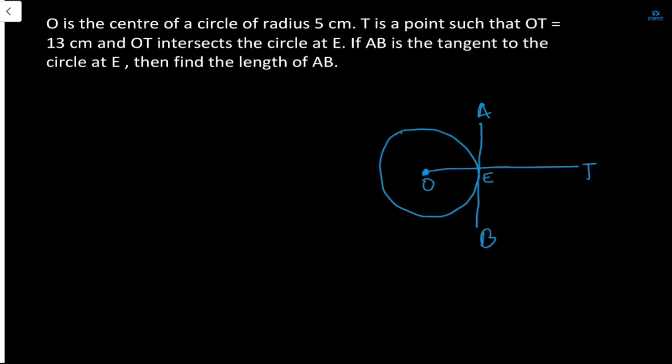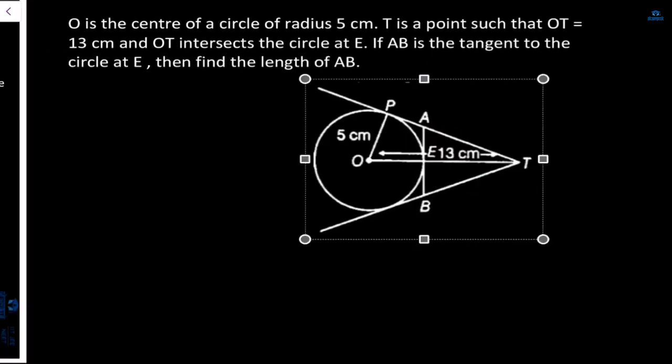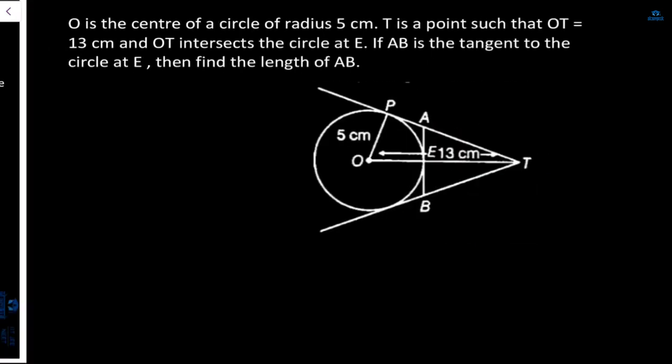Now this radius is given. The radius is how much? 5 centimeter. And this whole length is given as 13. If you join this, it will actually be touching. I'll copy the diagram, that will be more proper. So how are you going to do it? O is the center of the circle. Then find the length of AB. You have to find the length of AB.